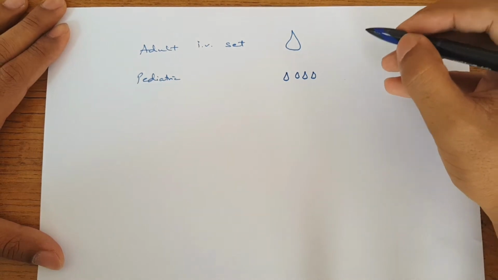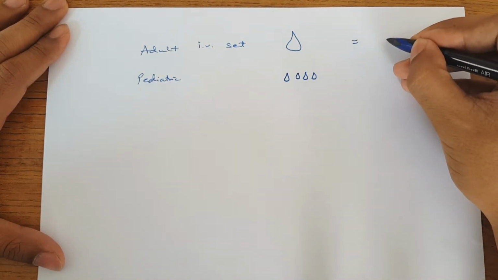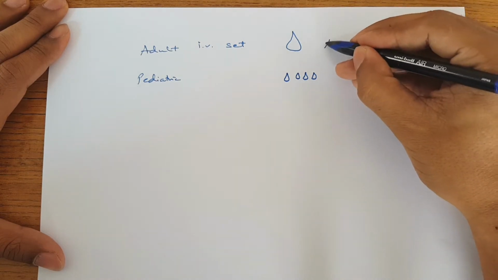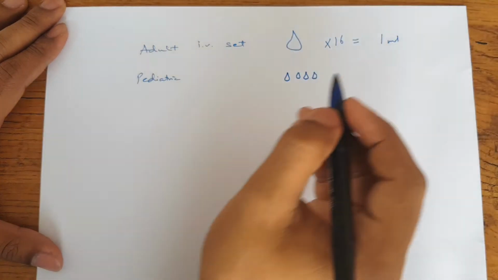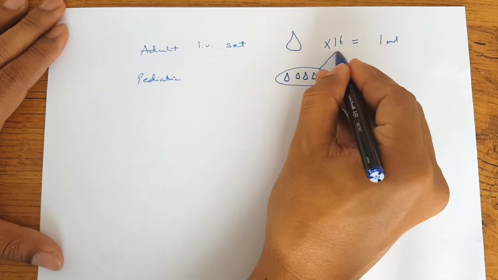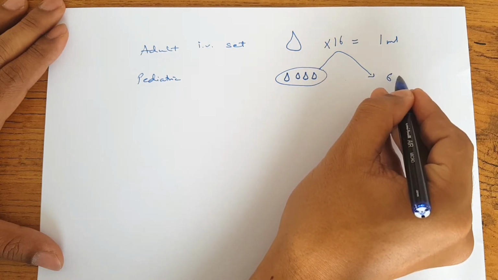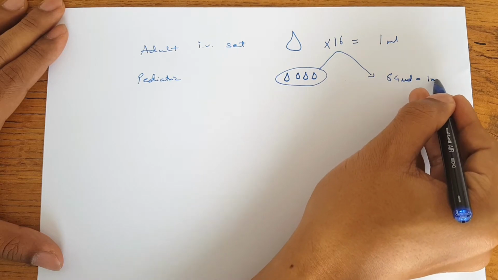So if 16 drops make 1 ml, then 64 of these, 4 into 16, 64 of these micro drops make up 1 ml.